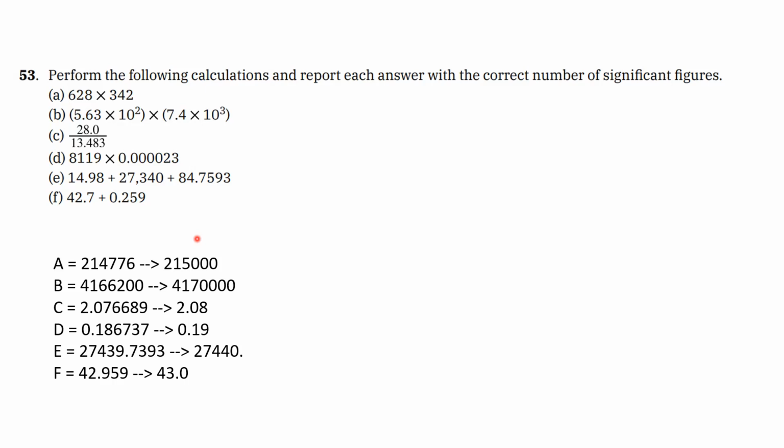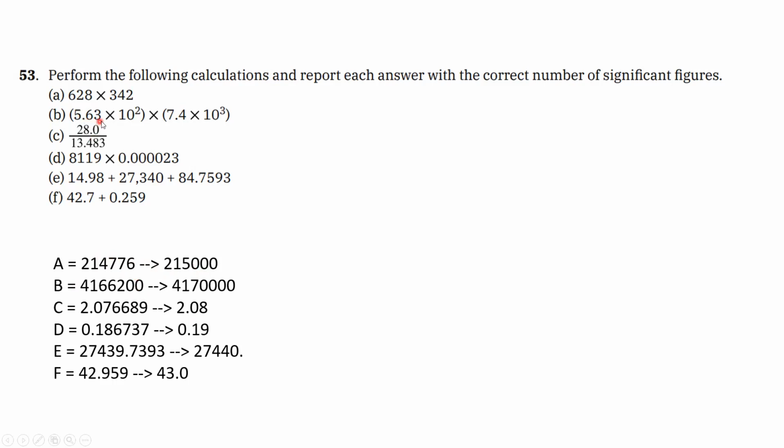round these. So for A, both of those values, 628 and 342, both have 3 sig figs. So our final answer has to have 3 sig figs. So we're going to be focused on this 4. But because the next digit's a 7, that means we're going to round it up to 215,000. If the next digit had been a 2, we'd have 214,000. And then the next one's kind of a similar case.